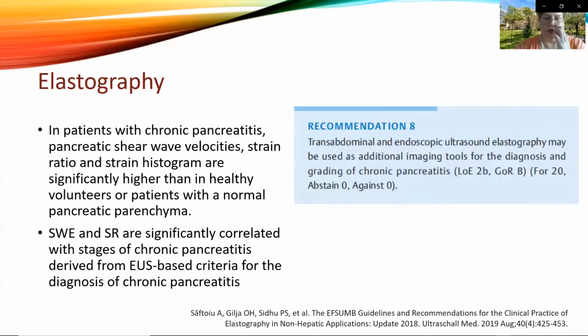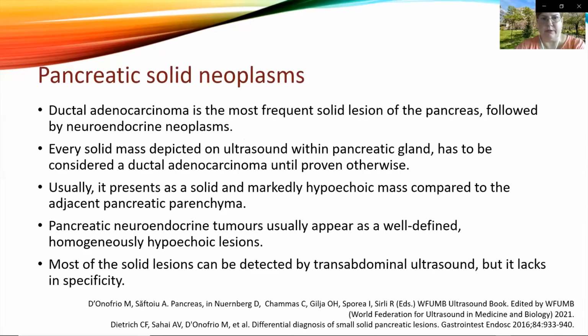What about elastography? If we use elastography in these patients, either strain elastography, strain ratio, strain histogram, or shear wave velocities, they are significantly higher than in healthy volunteers because the organ is stiff when we are talking about chronic pancreatitis, and they are also significantly correlated with stages of chronic pancreatitis. You are going to hear more when we talk about EUS-based techniques. Transabdominal elastography may also be used in addition to imaging tools for the diagnosis and grading of chronic pancreatitis. But again, more information when we talk about EUS.